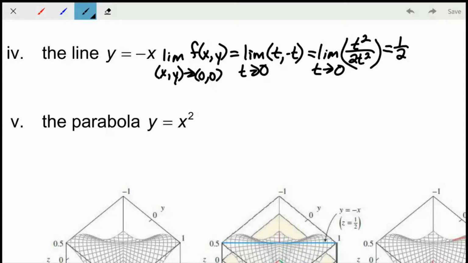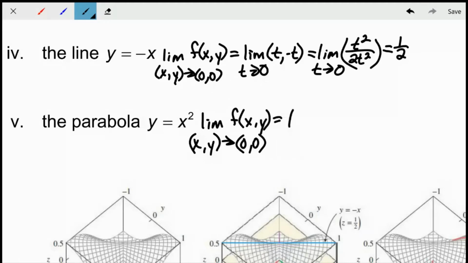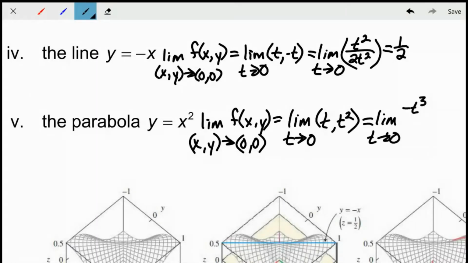Well, in this case, we're going to use the parabola y equals x squared. So we're going to take the limit as (x,y) approaches (0,0) of the function f of (x,y). That would be equal to the limit as t approaches 0. And in this case, we have y is equal to x squared. So my x is t, and then my y is t squared. And that's equal to the limit as t approaches 0. And in this case, I would get negative t cubed over t squared plus t to the 4th.